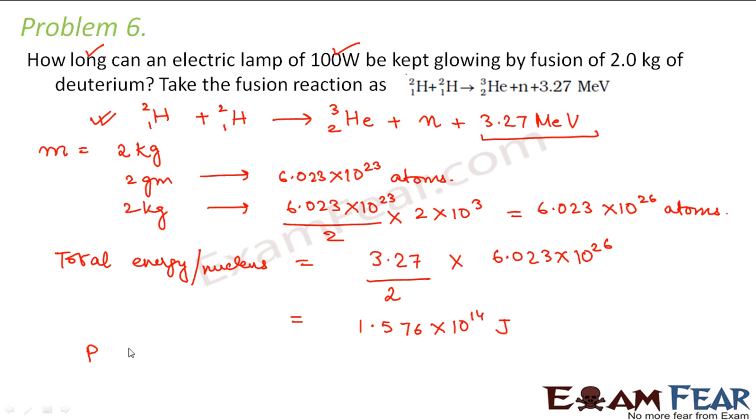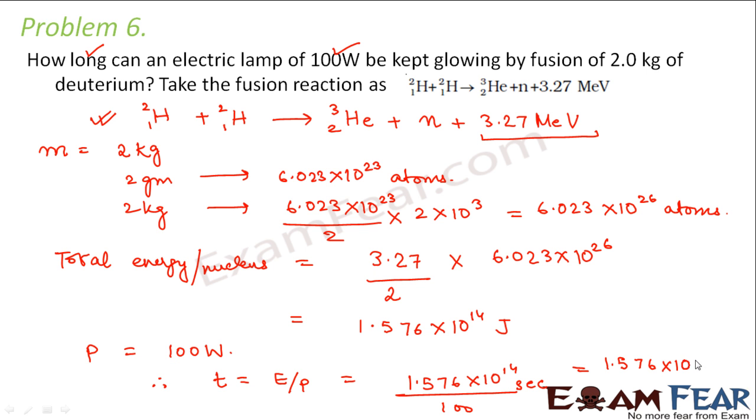Now power of the bulb is already given as 100 watts. Now power is given, energy is given. So therefore we can calculate the time, right? Because what is power? Power is nothing but energy per unit time. So therefore time will be equal to energy per unit power, that is 1.576 into 10 to the power 14 divided by 100 seconds. So this will be equal to 1.576 into 10 to the power 12 seconds. So you can convert it into years. Right? So this is the duration for which the bulb will glow.